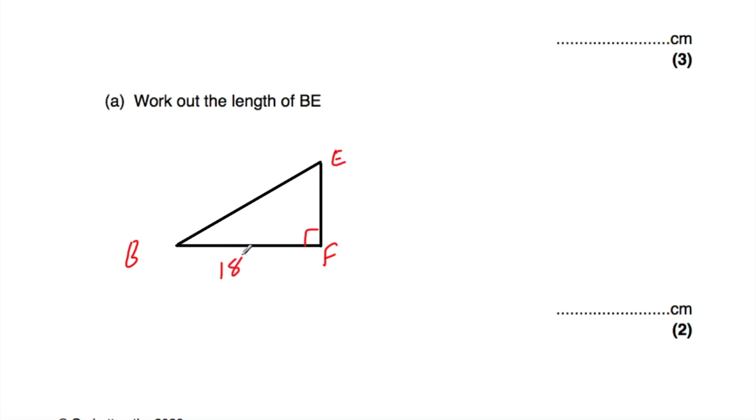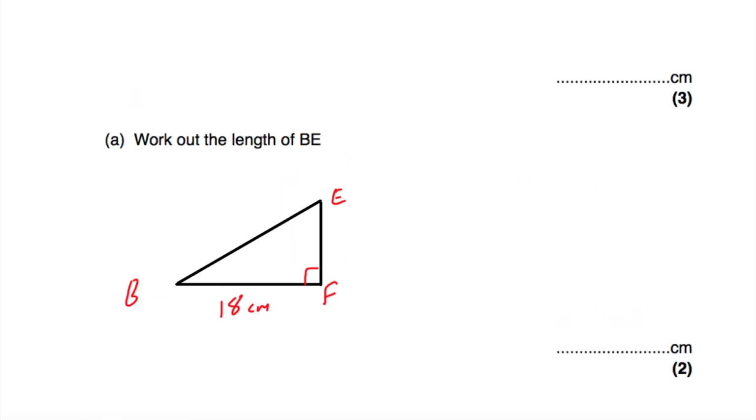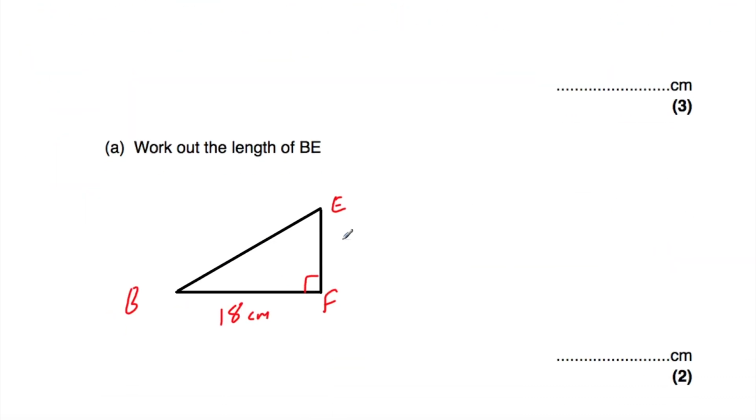BF is 18 centimeters and EF was equal to 5.8 centimeters. And we want to work out BE. So we're going to use Pythagoras' theorem. A squared plus B squared equals C squared. And I've labelled the sides A and B being the shorter sides and C being the longer side. So A squared plus B squared equals C squared.